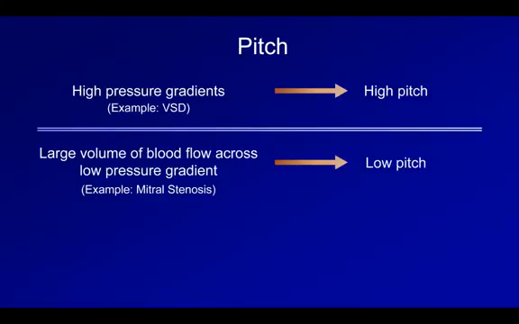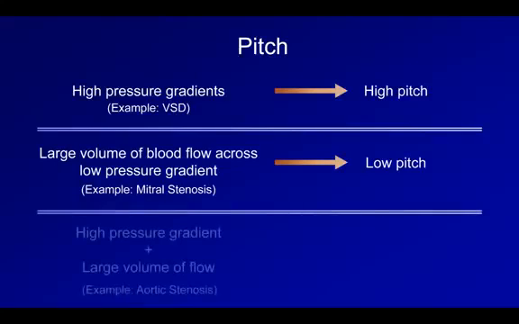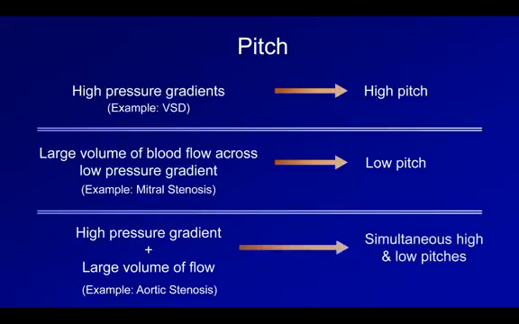In a situation such as aortic stenosis, where there is both a high pressure gradient and a large volume of flow, high and low pitches are produced simultaneously. This will create a subjectively serious sounding murmur, which is frequently termed harsh.